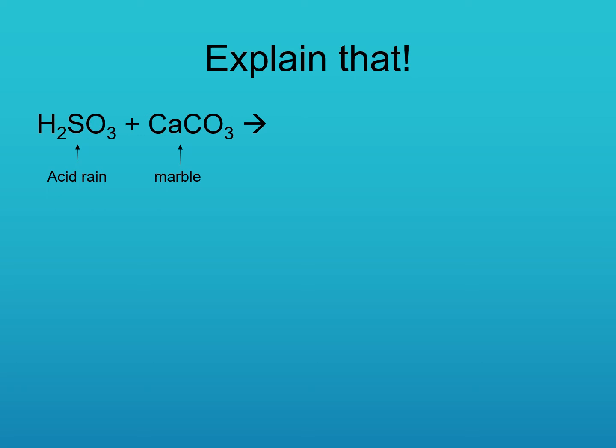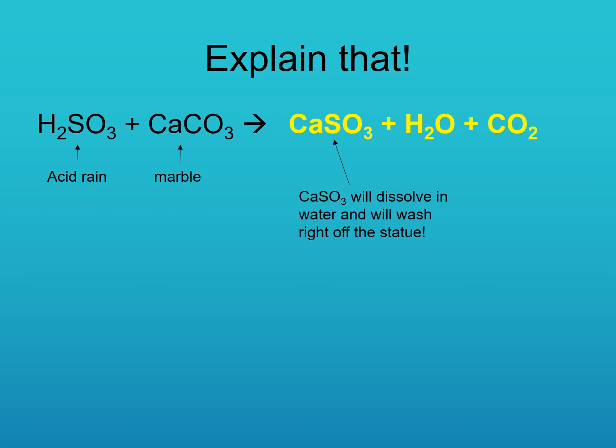All right, so what's going on? Here's acid rain. And then we have marble, which is calcium carbonate. So let's look at the equation and see what happens. Well, we have calcium sulfite plus water plus carbon dioxide. So that's the chemical reaction that's going on on that statue every time the rain comes down that has the acid in it. Calcium sulfite will dissolve in water and it washes right off the statue, and so it starts to disappear.